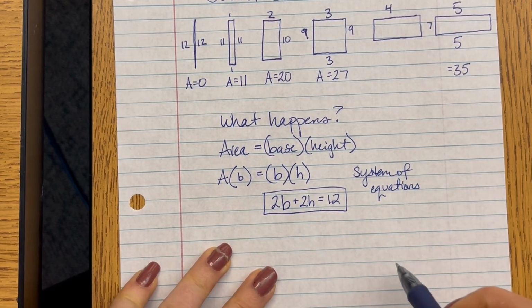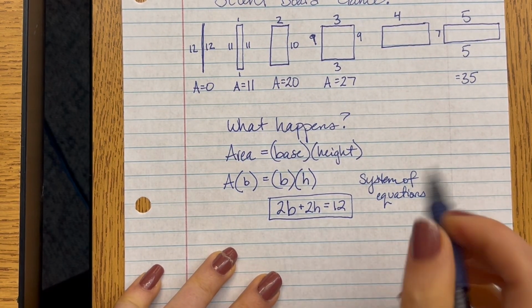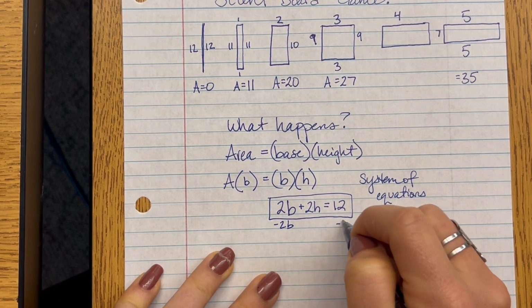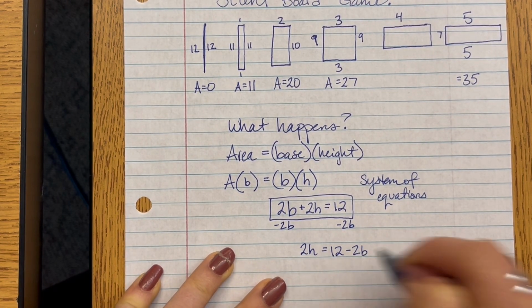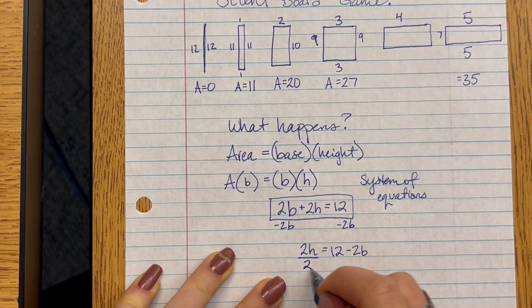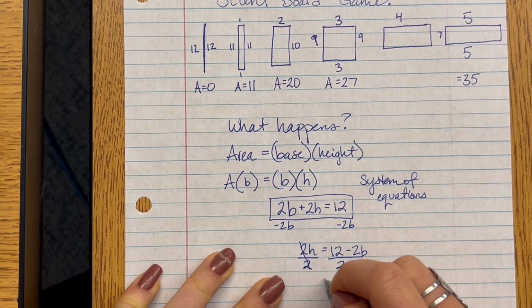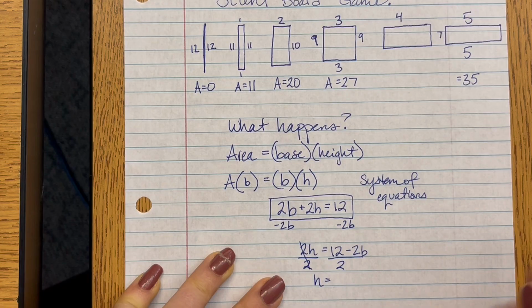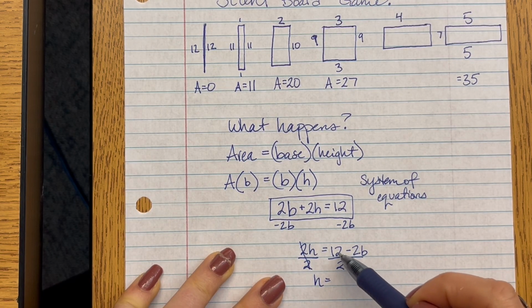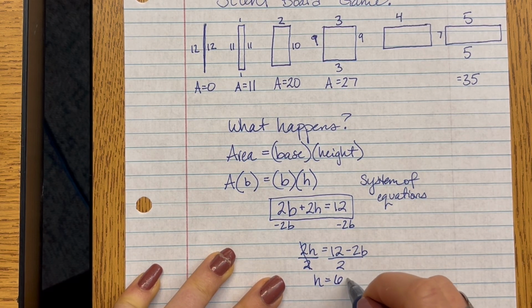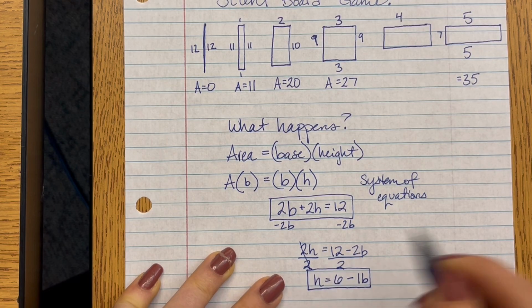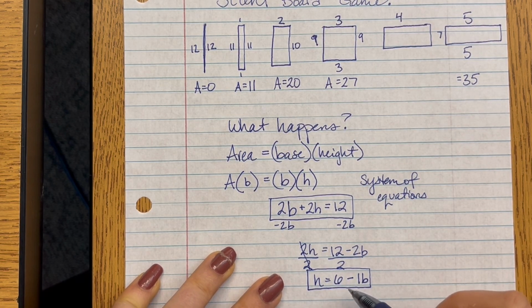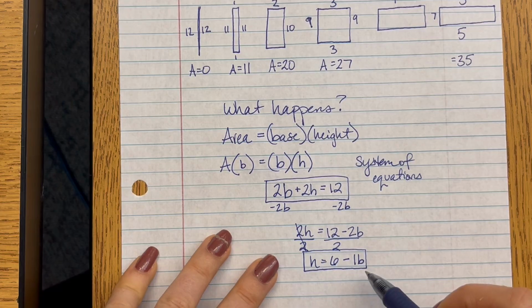So I'm gonna do a little bit of math. The way that we used to, I'm gonna use substitution method. So I'm gonna subtract 2b from both sides. I have 2h equals 12 minus 2b. And then I have to divide by 2 to get h by itself. So now I have, if I want to simplify this, 12 divided by 2 is 6, 2 divided by 2 is 1, and this is always the height. The height is always 6 minus the base that I chose.